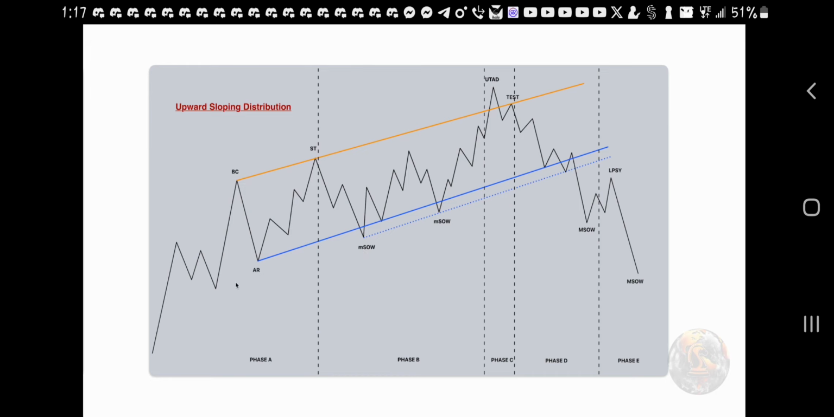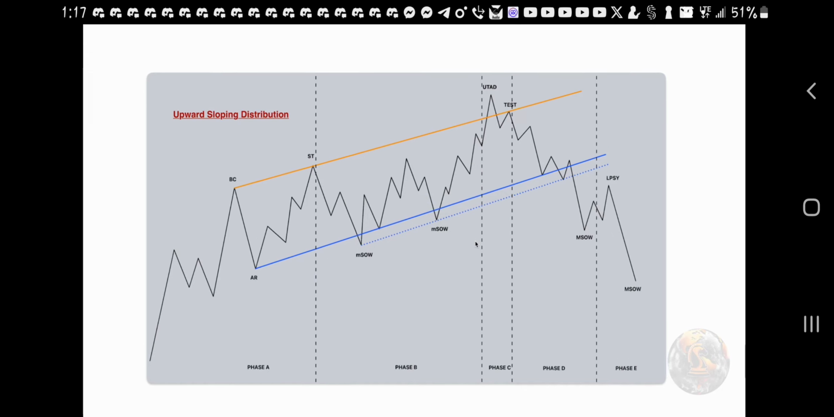So this happens a lot in crypto where price looks like it's bullish. It looks like it's trending up, and then all of a sudden it just weakens and drops off. So this one catches more traders out than the typical horizontal distribution because the horizontal one's easier to spot. So how do you spot this one?